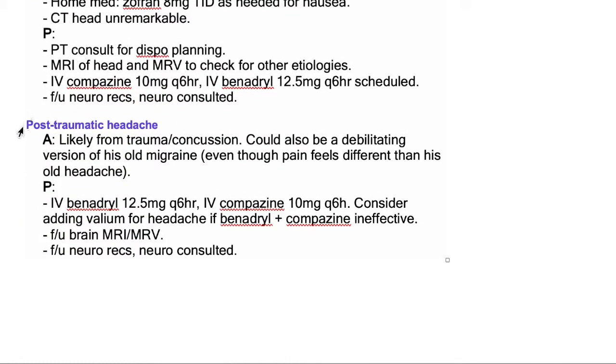The other problem this guy had was a headache. I thought it was post-traumatic from trauma. And the other thing I said is that it could also be a debilitating version of his old migraine, even though this feels different. And I wrote about the medication I'm giving. Consider adding Valium if this is ineffective. And again, follow up MRI of the head and follow up neurology recs.